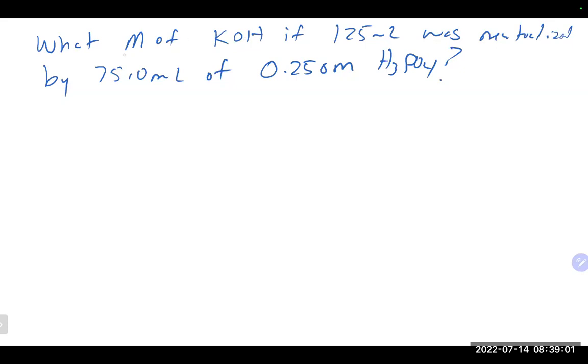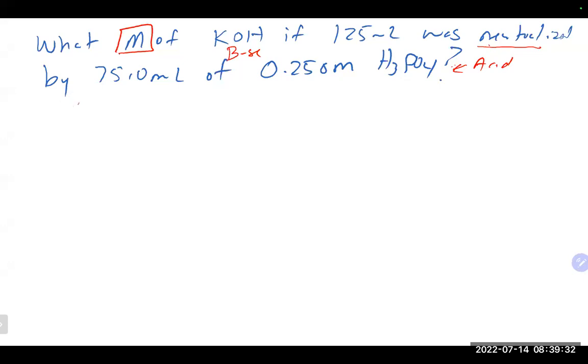So we were looking for the molarity here of KOH, which is a base, and we're going to be neutralized. So basically like a titration problem. Sometimes when I'll straight out say titration, I'll say something like in an acid base situation, this one neutralized it or something like that. 75 milliliters of 0.25 molar phosphoric acid, which is an acid, obviously. So it definitely is going to be stoichiometry here.